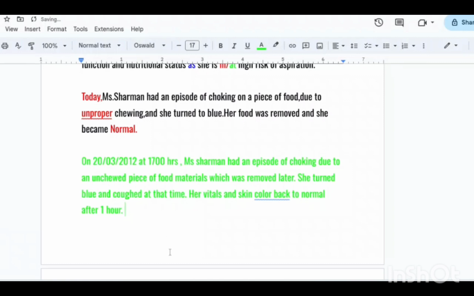And she had a recent... in addition... Okay, you don't need to mention about the infection in this one. Okay, color went back to normal. Okay, good. This is the sentence you can write instead of what you have written in the first paragraph.